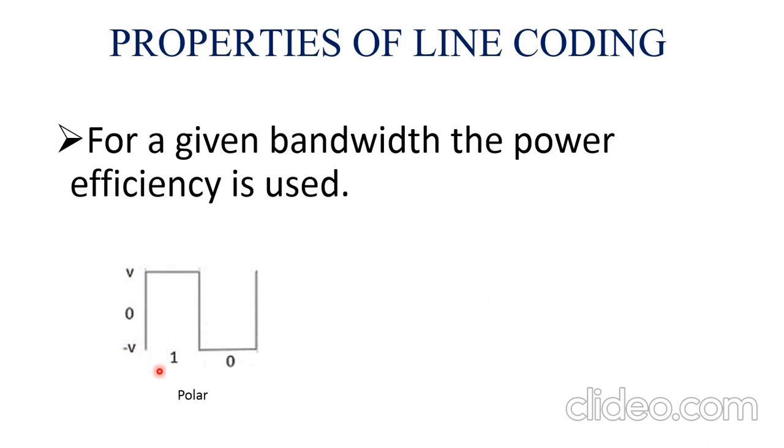Whereas if I talk about the unipolar line coding technique, the distance between 0 and 1, where 0 is represented by 0 and 1 is represented by a positive value, is the least. So the unipolar line coding technique is the least power efficient.